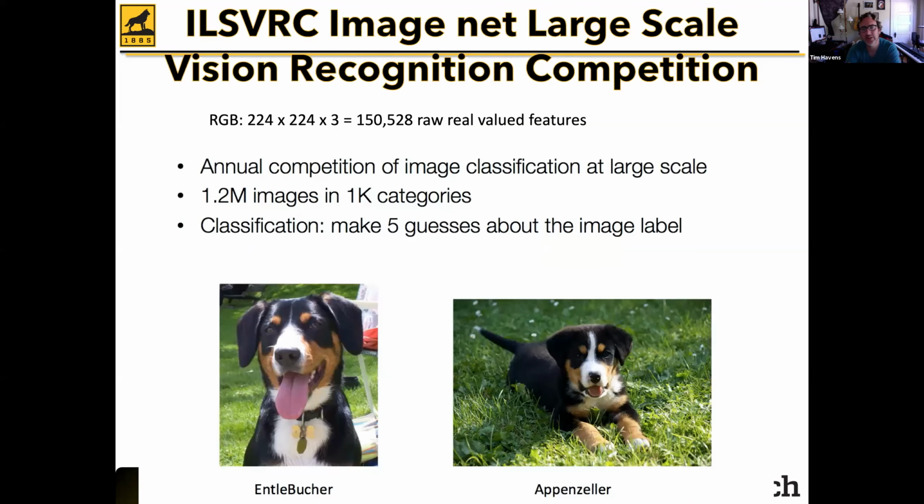There's some really good data sets out there for this. So ILSVRC, if you look for ImageNet or ILSVRC, you'll find these. It stands for ImageNet Large Scale Visual Recognition Competition. There's one every year. I'm just showing some examples from one of the recent ones where you had to tell the difference between breeds of dogs. You can see the Entlebucher and the Appenzeller. They look almost exactly the same, so that's a very challenging image classification task.